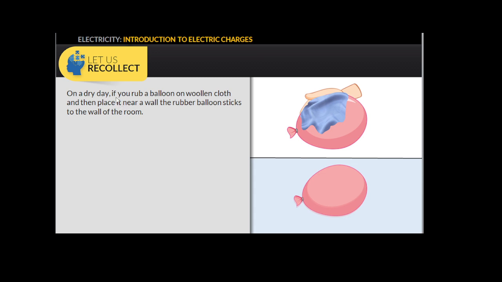Also, on a dry day, if we rub a balloon on a woolen cloth, and then take this rubbed balloon to the wall, it will stick to the wall of the room. Now, there is again an attraction between the balloon and the wall. So again, there is a question: why does this happen? So, let's see.